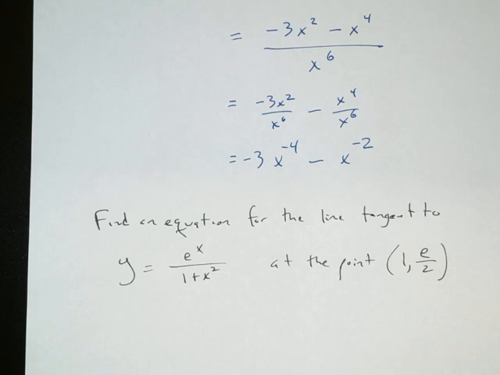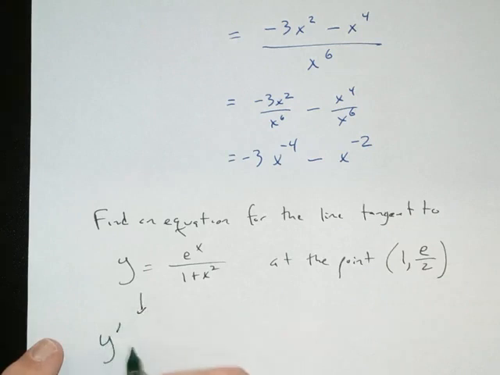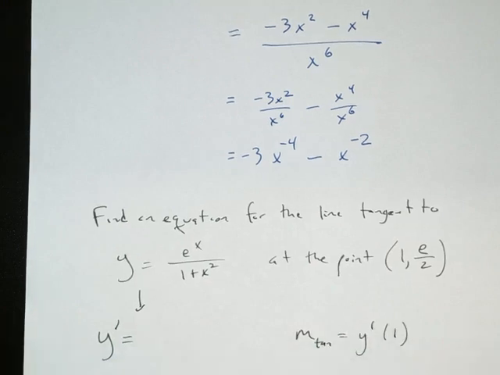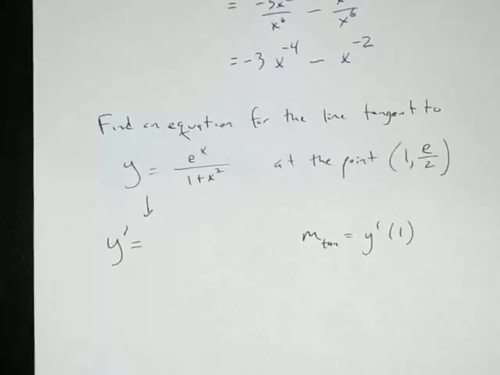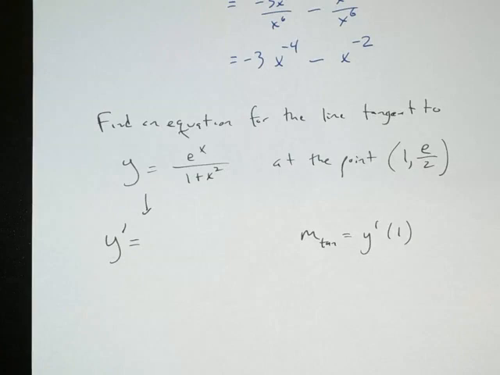Aha. Because to get the equation of a line, I need a slope and a point. I have a point. I need a slope. So to get that slope, what do I do? I take the derivative of the equation and I plug the 1 in. Aha. The slope of my tangent line is the derivative evaluated at 1, because the 1 is the x coordinate of the point in question.